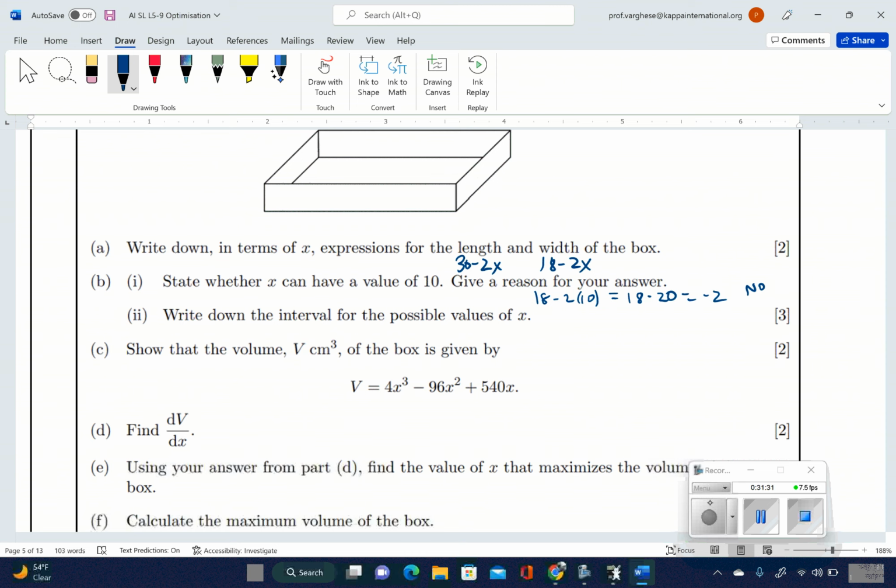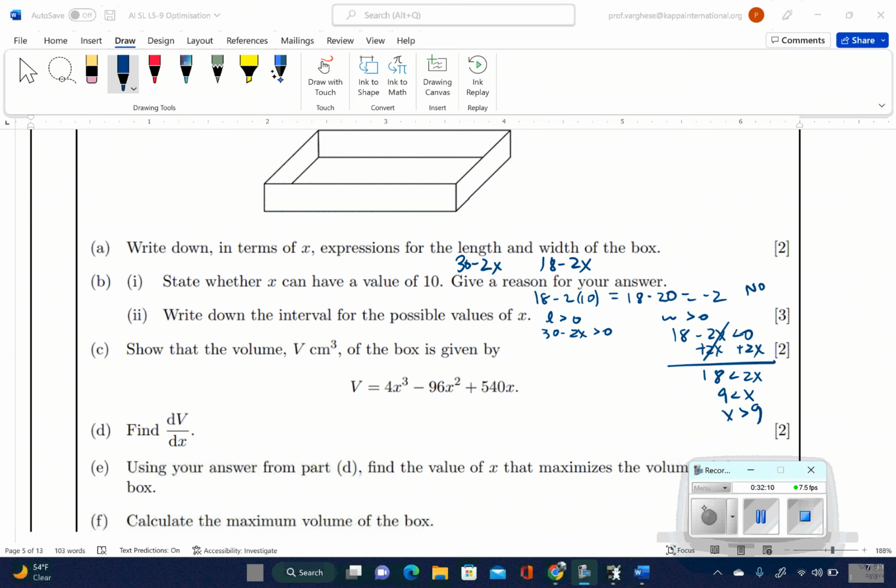Write down the interval for the possible values of x. So to do that, again, our length must be bigger than 0, and our width must be bigger than 0. So if I do that and I say 30 minus 2x has to be greater than 0. Remember what we did last time is we just looked at the one that was smaller. So 18 minus 2x, set that equal to 0. Add 2x to both sides. So I get 18 is less than 2x. Divide both sides by 2. I get 9 is less than x, or x has to be greater than 9.